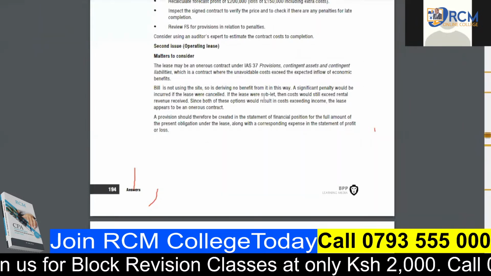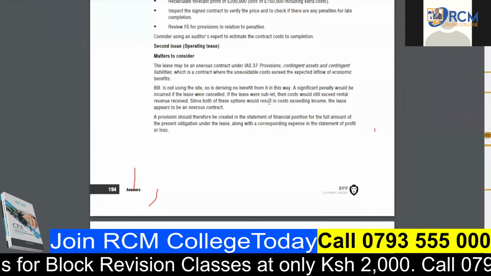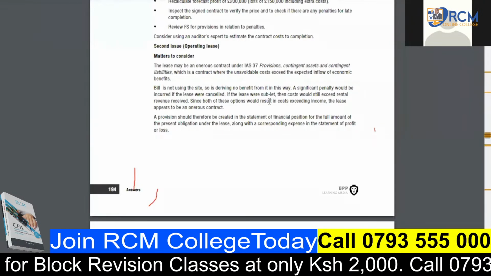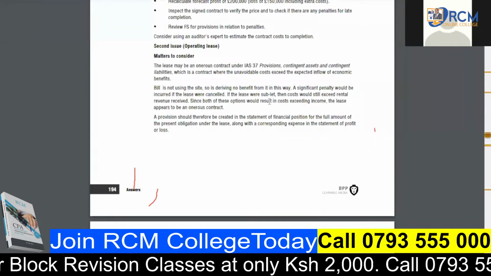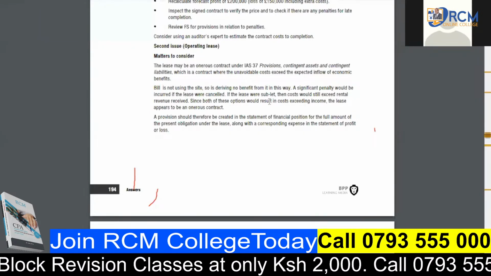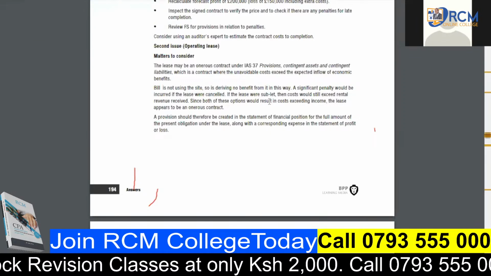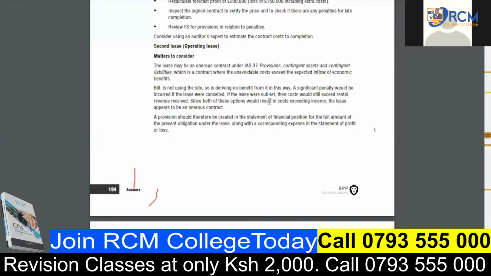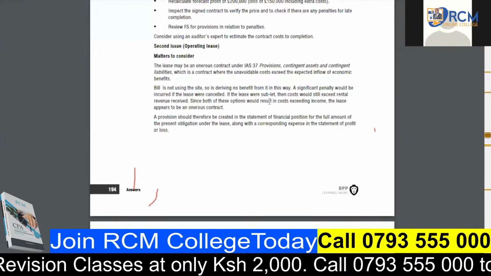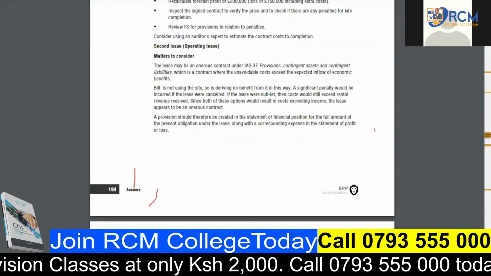So Bailey is not using the site, so is deriving no benefit from it. A significant penalty would be incurred if the lease were cancelled. If the lease were sublet, then cost would still exceed rental revenue received. Since both of these options would result in costs exceeding income, the lease appears to be an onerous contract. And for onerous contracts, the entire loss is booked in the income statement. There are so many provisions that you need to give.